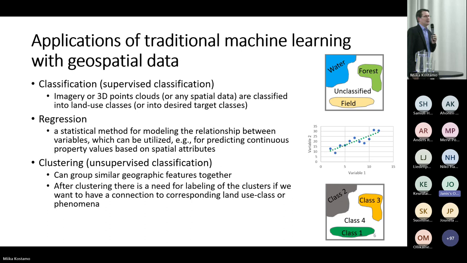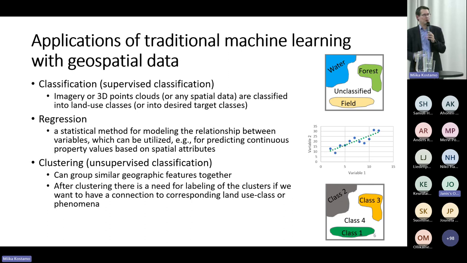So, applications of traditional machine learning with geospatial data. I think you are very familiar with these terms and even contents. So normal classification, especially supervised classification. We teach our system in such a way that when we put new data in, then we can find land classes or something like that, whatever we want to find or we know that we can find from the data.